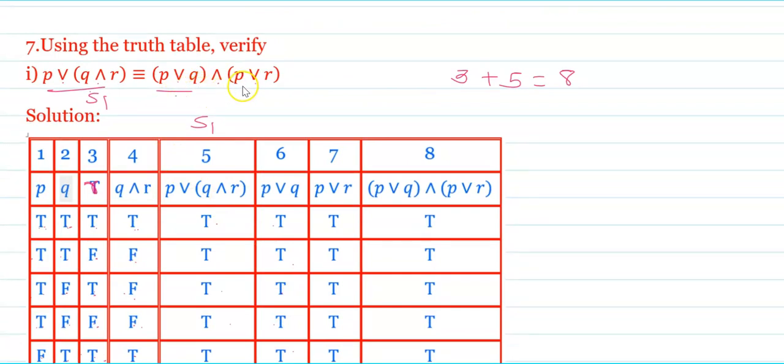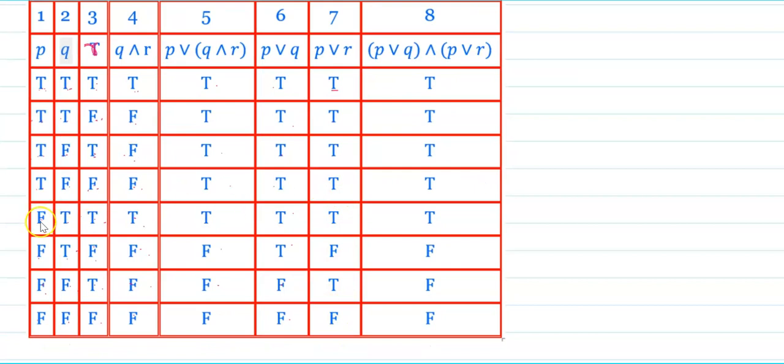Next, find out the or between P and R. Again for or, one of them must be true, then it is true, otherwise false. T or T, it is true. T or F, it is again true. T or T, it is true. T or F, again it is true. Now the next. F or T, it is true. F or F, both of them are false, therefore it is F. F or T, it is true. F or F, both of them are F, therefore it is F.